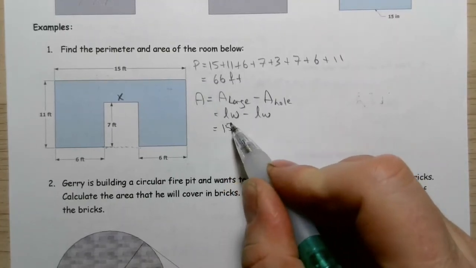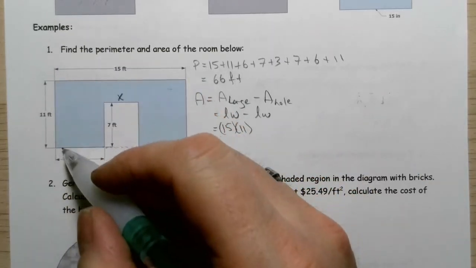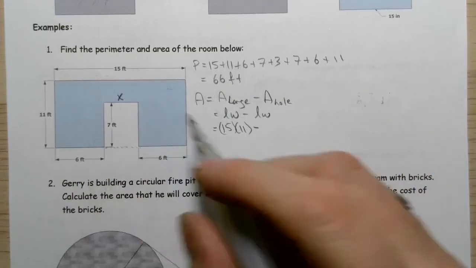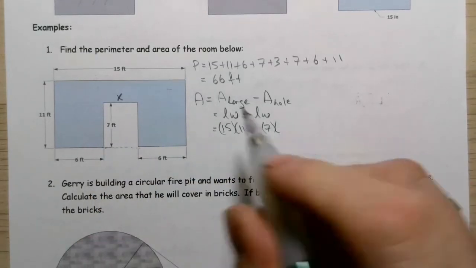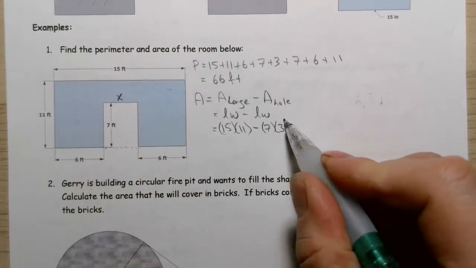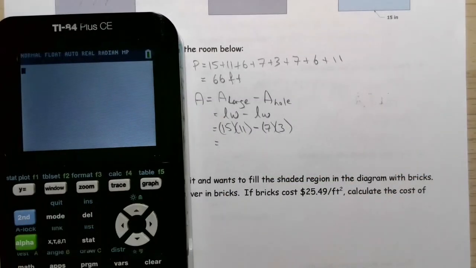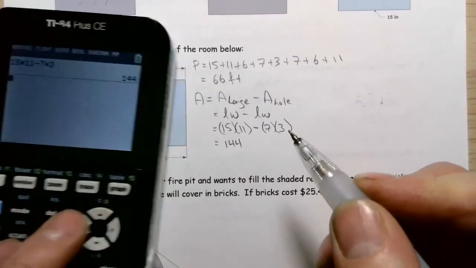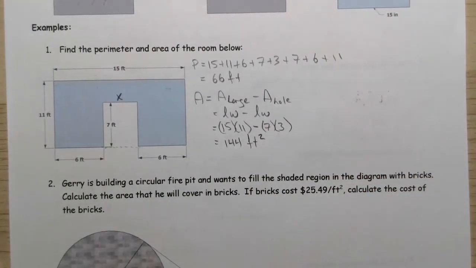This is going to be 15 multiplied by 11. So the length of the room, width of the room, if we were to include this. And then we're going to subtract the length and width of this piece. Now, the fortunate thing is, I know that the length here is 7, but I just figured out what the width was. We knew it was 3. I used that when I figured out the perimeter. And so now, I plug in 15 times 11 minus 7 times 3, and we get 144. And remember, we got to put our units in here. This is going to be feet squared because we're talking about area.